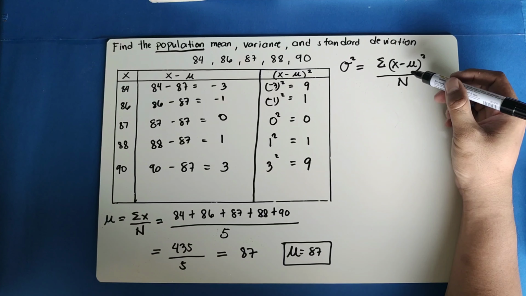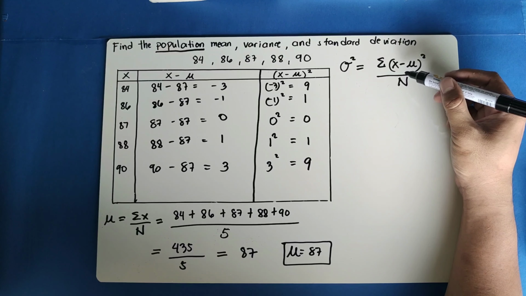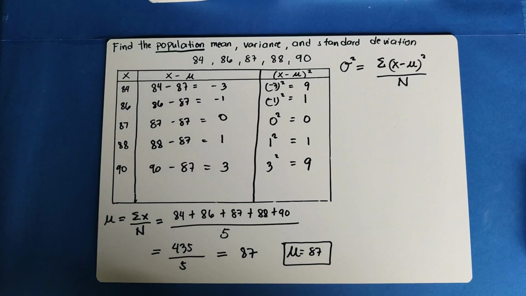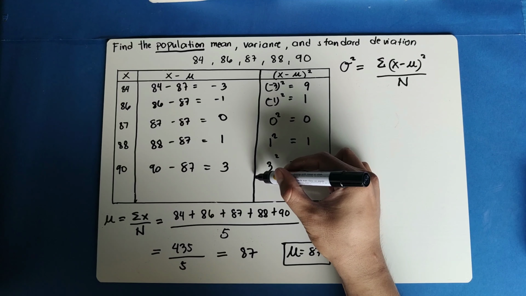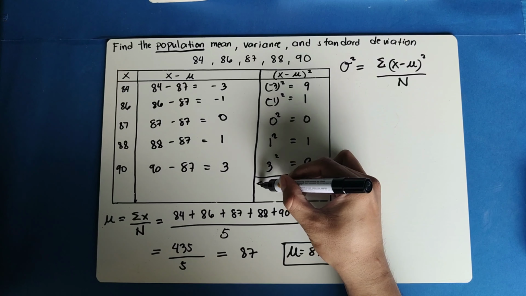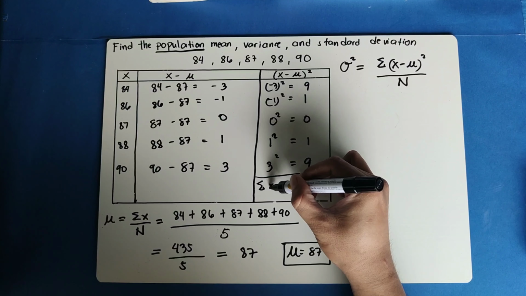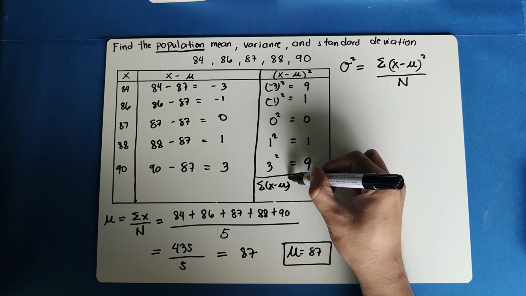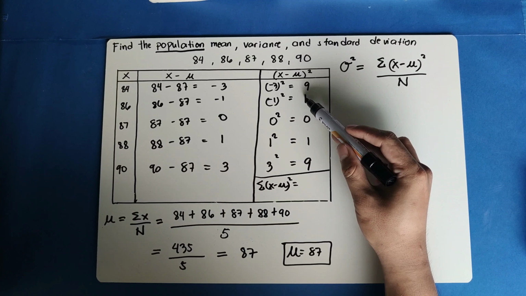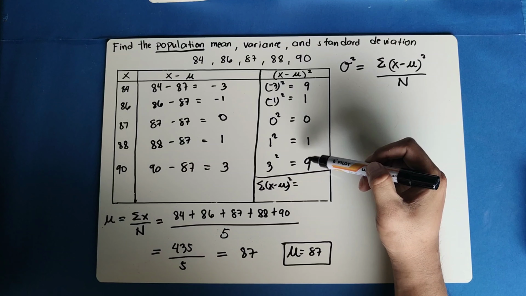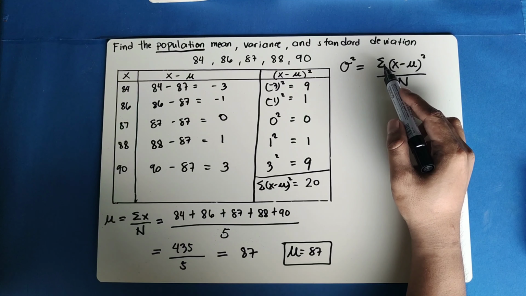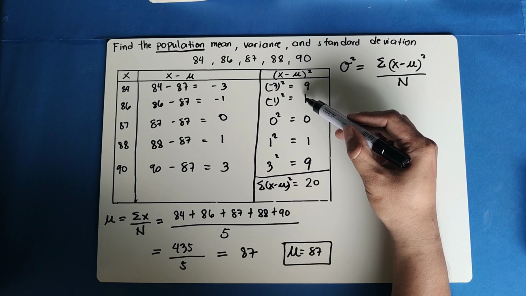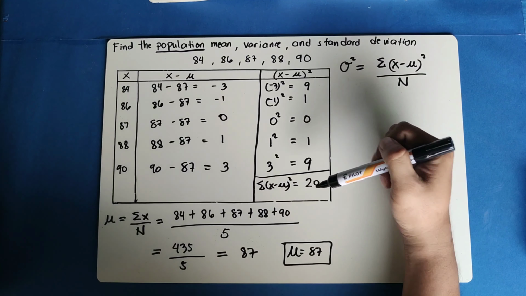So, we are now going to proceed to the formula. The next thing that we need to do is we are going to find the sum of this column. The summation of x minus mean square: 9 plus 1 plus 0 plus 1 plus 9. The result is 20. Again, the sum, since we have here the summation: 9 plus 1 plus 0 plus 1 plus 9, the result is 20.